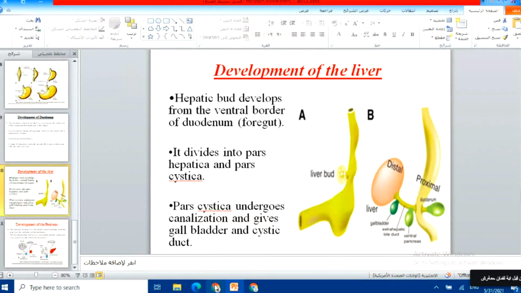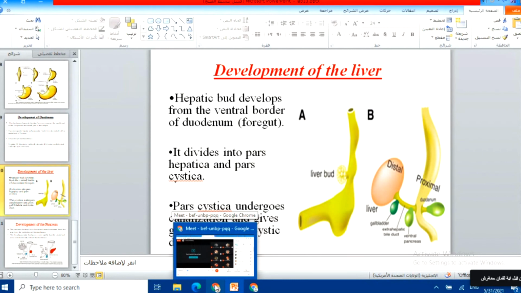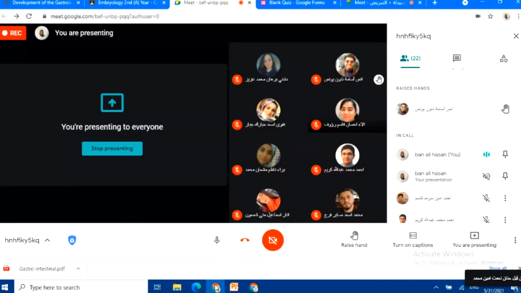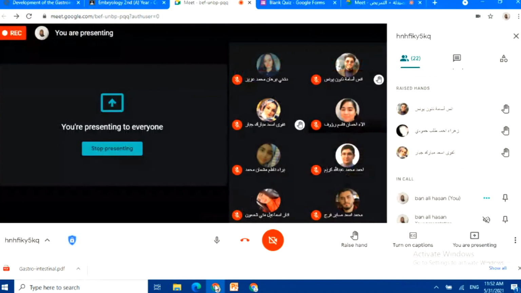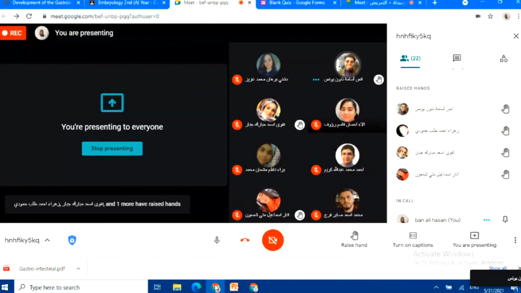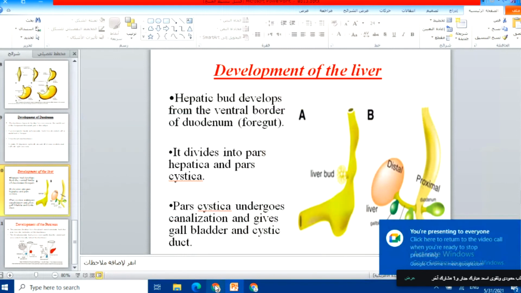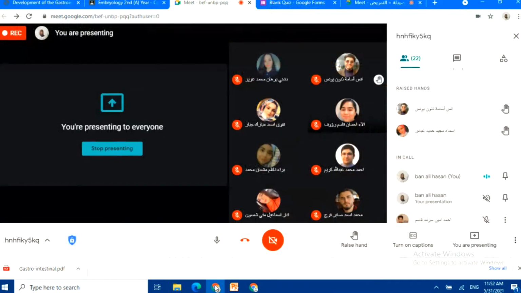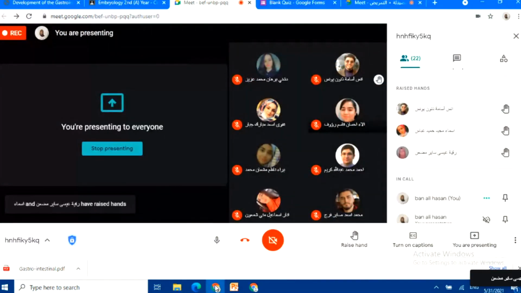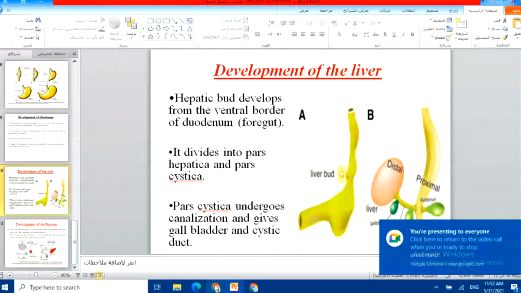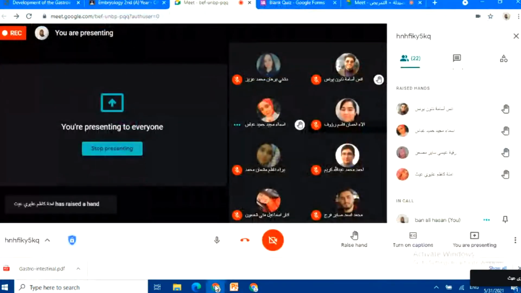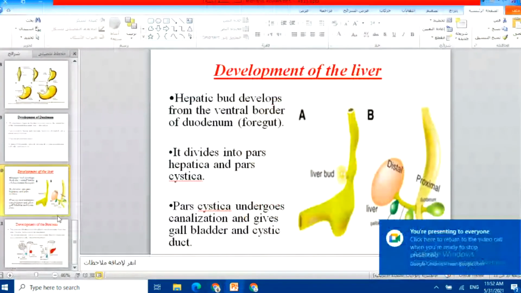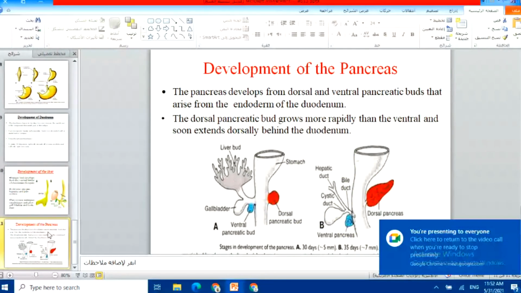So I will ask again. The hepatic buds will divide into two parts. What do we call them? The pars hepatica and pars cystica. Then, to what will the pars hepatica give rise? Will give rise to gallbladder and cystic ducts. Yes, good. The last point.